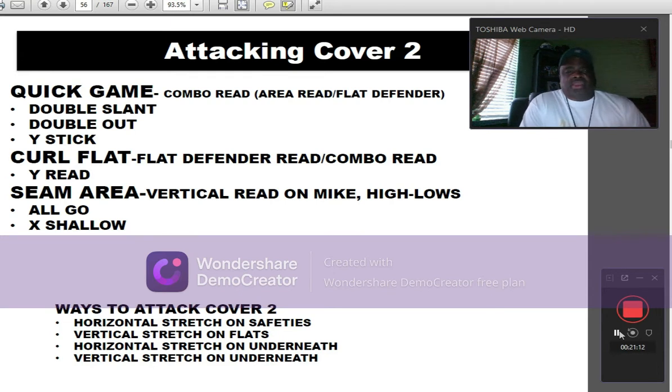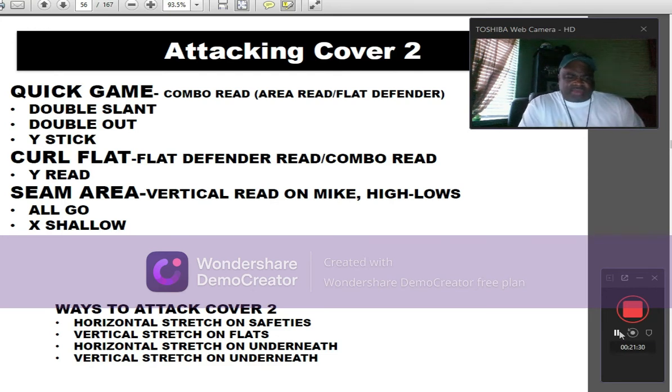It's like the quick game, combo read, area read, flat defenders, double slants, double outs, Y stick, if you know what that means, curl flat, defender read, combo read, Y read, and hit down the seams, area, vertical reads, mic high and low, and hit you with them shadows.